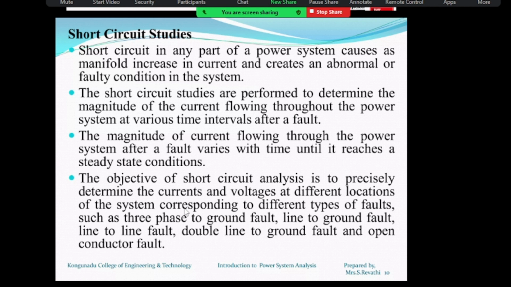The magnitude of current flowing through the power system after a fault varies with time until it reaches a steady state condition. When a fault occurs, the magnitude of current will vary with time. As time increases, the magnitude of current will increase until it reaches a steady state condition. In the starting it increases with time, and after a certain time it reaches the steady state condition, and then it will be constant at all times. In the initial time, it will be increasing with the intervals of time.